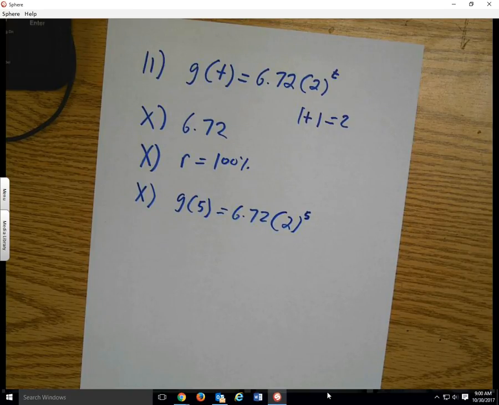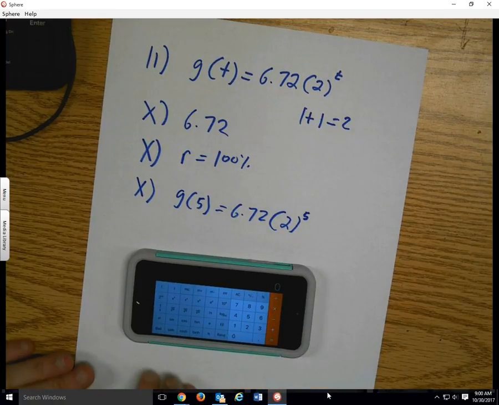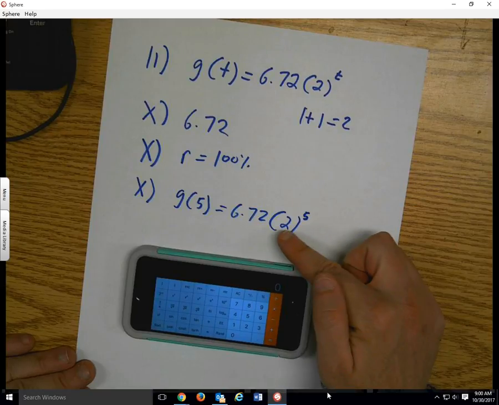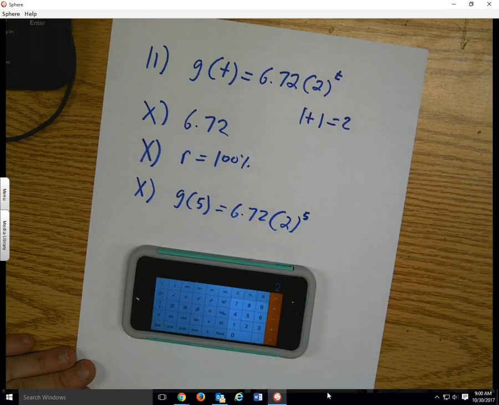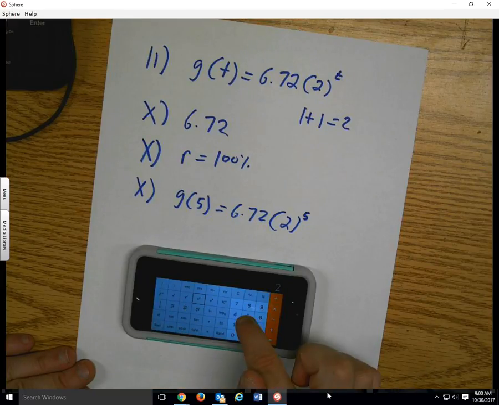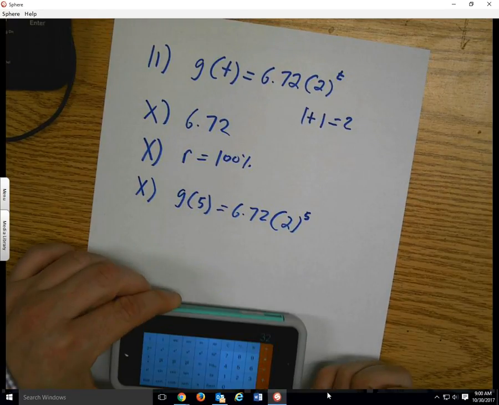Now, I can show you how to do it on my phone right now if you like. Okay. And then in the future, you can use your own phone, just today since you're recording. So I tilted the phone sideways, and then I'm going to put the 2 first, and then I'm going to push this XY, and then the power, and I'll push equals. So 2 to the 5th power is 32. You probably could have figured that out without my help.